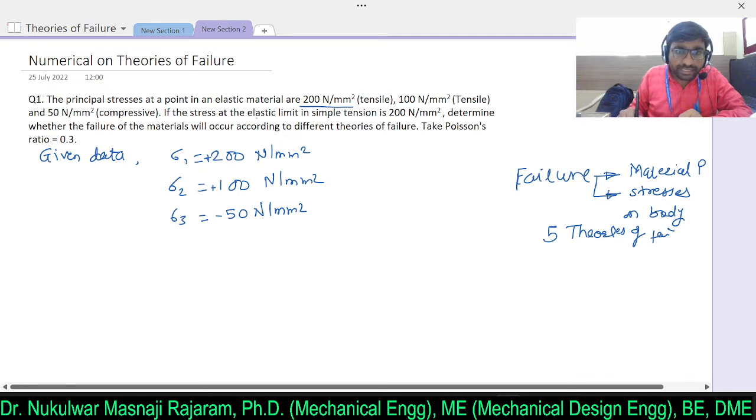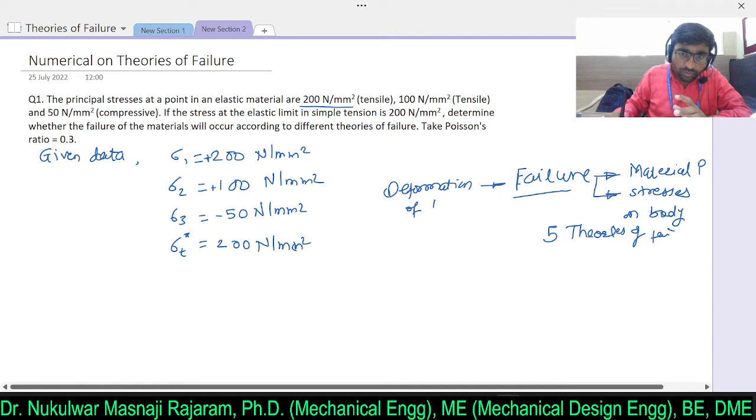So the stress at elastic limit in simple tension is given, that is sigma t star, equal to 200 Newton per mm square. Clear? So first we will see what is failure. Failure may happen because of the material properties or stresses on the system. So failure is nothing but deformation of body beyond elastic limit.